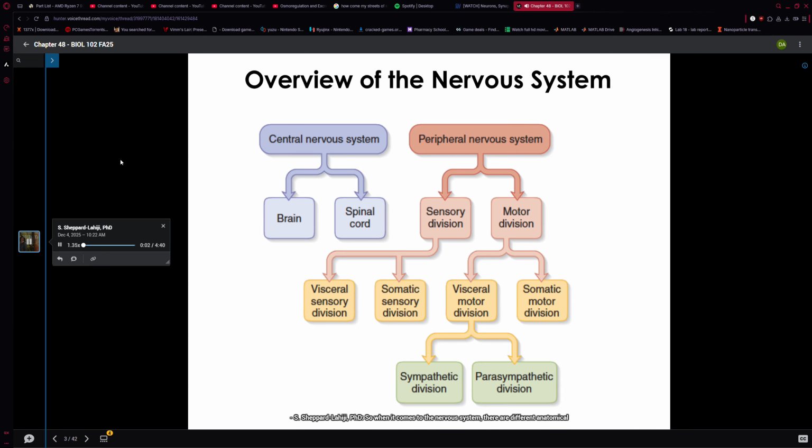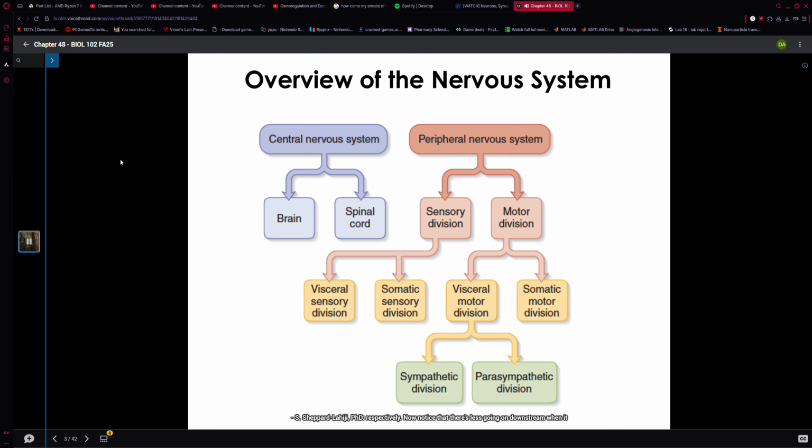So when it comes to the nervous system, there are different anatomical divisions, and there is the central nervous system and the peripheral nervous system, which often is abbreviated as CNS or PNS. Now, the central nervous system contains the brain and the spinal cord, and these are both enclosed and protected by the cranium and the vertebral column, respectively.